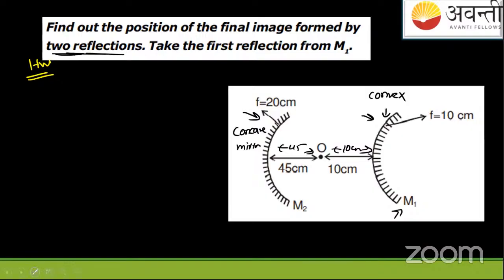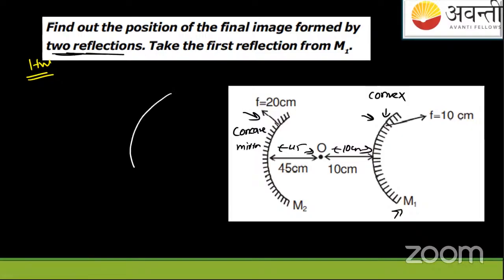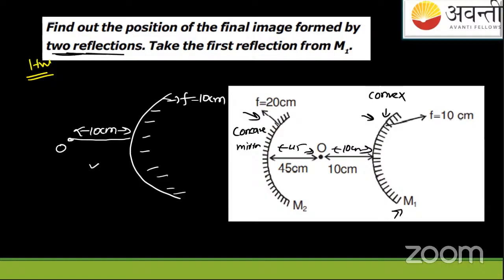Okay, so first they are saying convex mirror, convex. So the object is here at 10 centimeter, and the focus is 10 centimeter. Fine. First we have to take the reflection from this mirror and find the image formed by this first reflection. So apply the same formula, 1 by v plus 1 by u equals 1 by f. Got it?